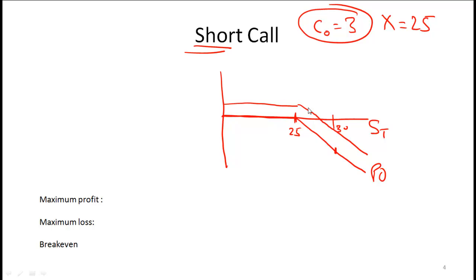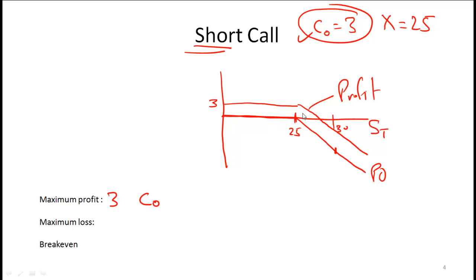So this is the profit for a short call. Notice that if the option ends up out of the money, that means the long will not exercise, and you, as the writer of the call or the short position, simply make your $3, which is the option premium, and you are happy with that. So the maximum possible profit is 3, which is the option premium that you charged.